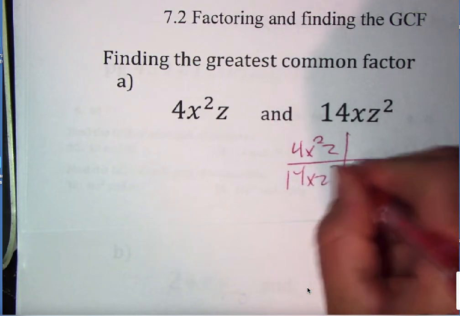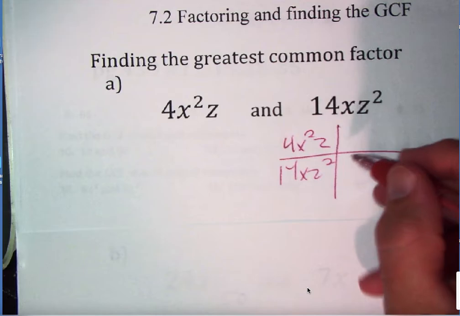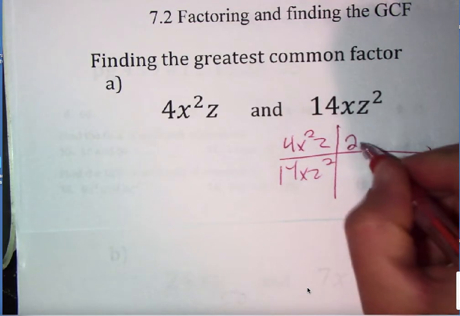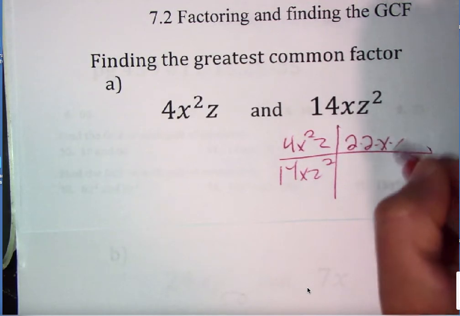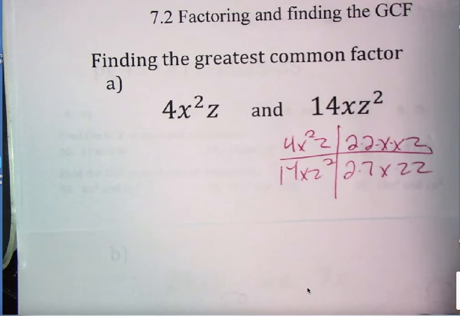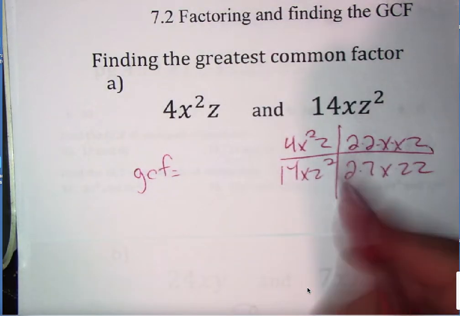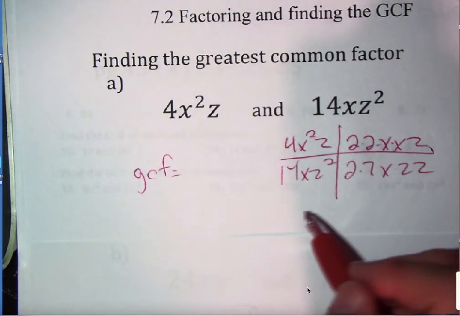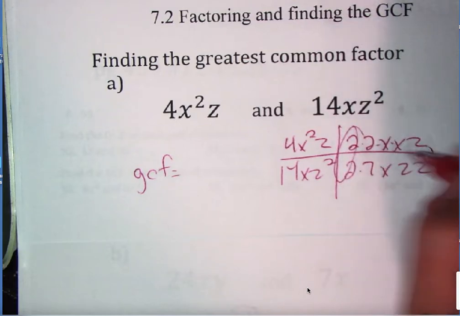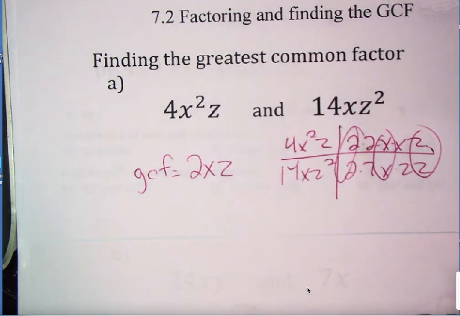And maybe we can look for like a shortcut, right? Shortcuts are great in math, especially if they work every time. All right, so what is our GCF? Again, the table really helps us. We have a 2xz. So our GCF is 2xz. 2 times x times z.